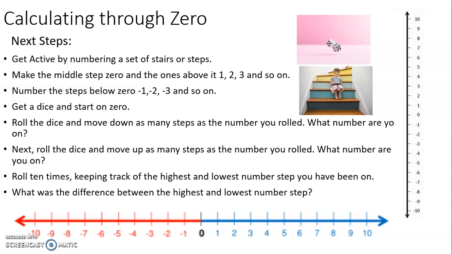If you get a dice and roll it, you can move up and down those stairs to whichever step you land on. Make a note of which steps you go on as you go, with a pen and paper. And then when you've rolled the dice 10 times, work out the difference between the highest and lowest number you have been on. Right, hopefully you've enjoyed this lesson on positive and negative numbers.